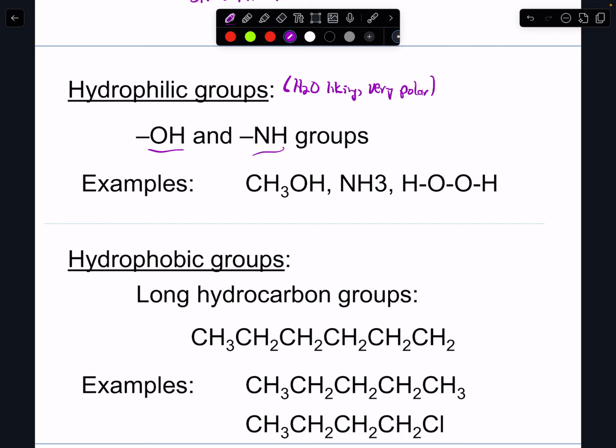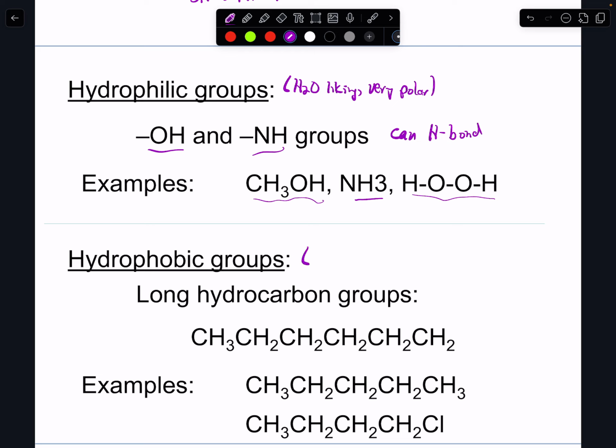There are other things that are, but when you look for whether something's going to be soluble in water or not, what you look for are either charged things. If they're charged, they're very likely to be in water. Or you look for OH groups and NH groups because they can hydrogen bond. So molecules like methanol, ammonia, and hydrogen peroxide are all very soluble in water because they can form hydrogen bonds with water.